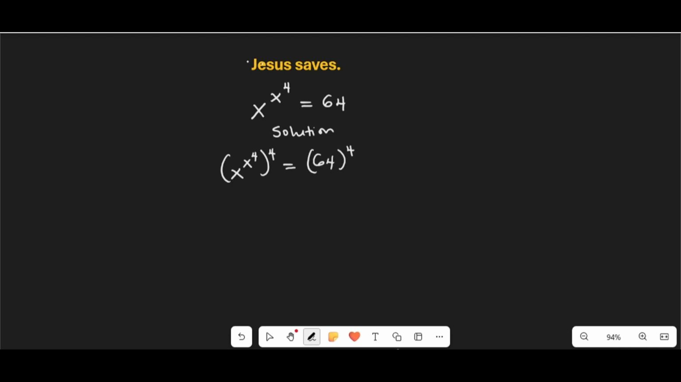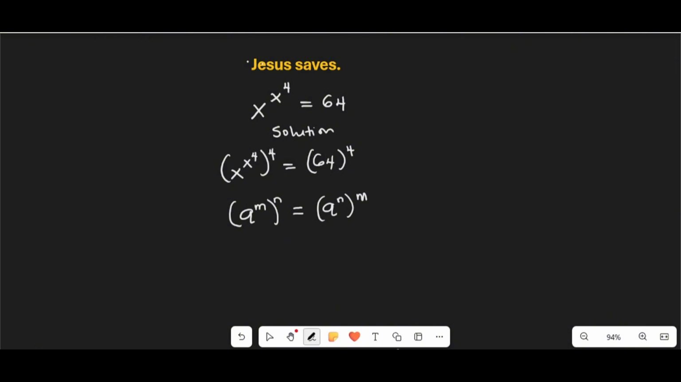I want you to note that (a^m)^n can be written as (a^n)^m. We just interchange the power. So we want to use the same principle for the left hand side. We want to interchange this power.